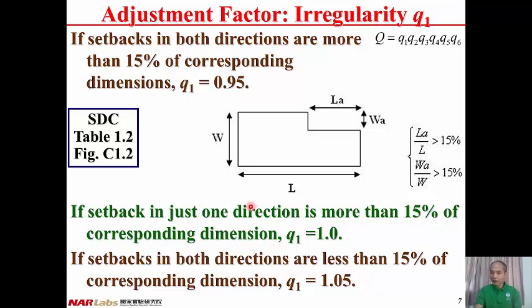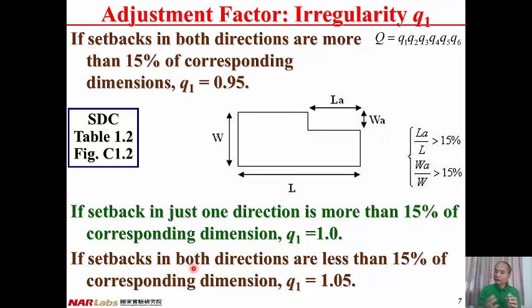If the setback occurs in just one direction, with more than 15% of the corresponding direction, Q1 equals 1.0. If only one of these two conditions is satisfied, then the irregularity is not that serious. Therefore, we have Q1 equal to 1.0.